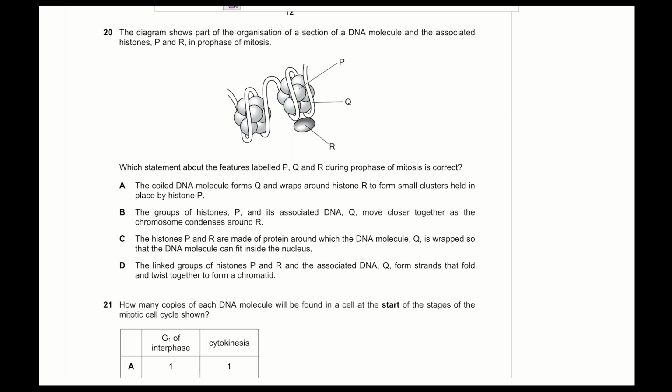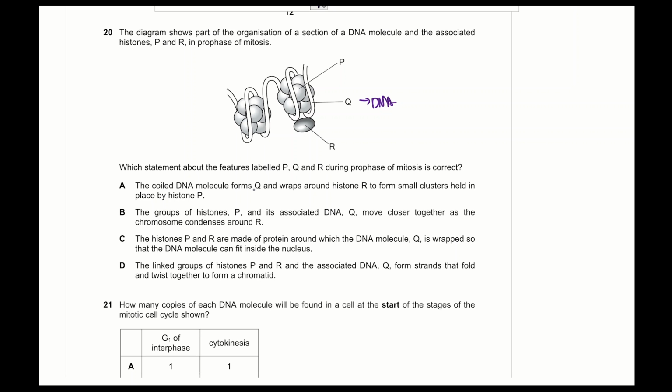Question number 20. The diagram shows part of the organization of a section of a DNA molecule and the associated histones P and R in a prophase of mitosis, with statements about the features labeled P, Q, and R during prophase of mitosis are correct. So let's identify Q. Q is the DNA molecule. Since the DNA is incredibly long, it must be wrapped around proteins called histones to be compact to fit inside a very tiny nucleus.